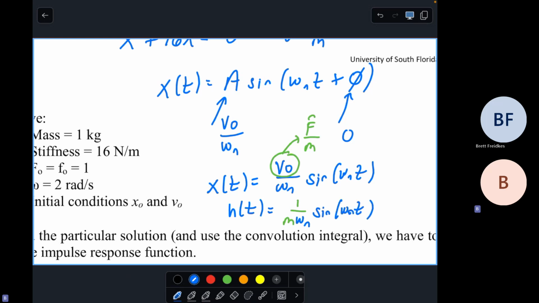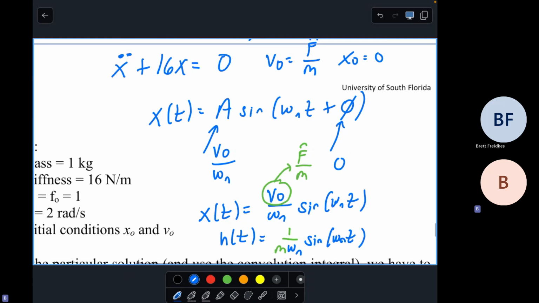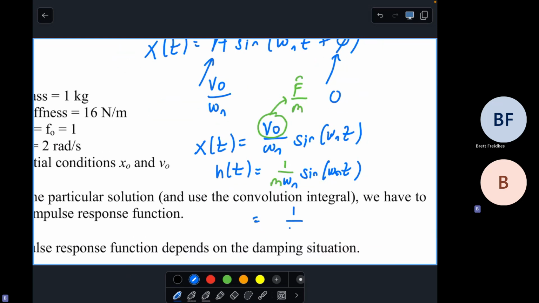So in this problem, what's m? 1. What's omega n? Somebody who hasn't answered yet. What's omega n? Yeah, I know you know it. It's 4. That's correct. Remember, m x double dot plus k x equals 0. If I divide by m, I get x double dot plus omega n squared x equals 0. So this ends up being 1 over 4 sine of 4t. That's h of t.